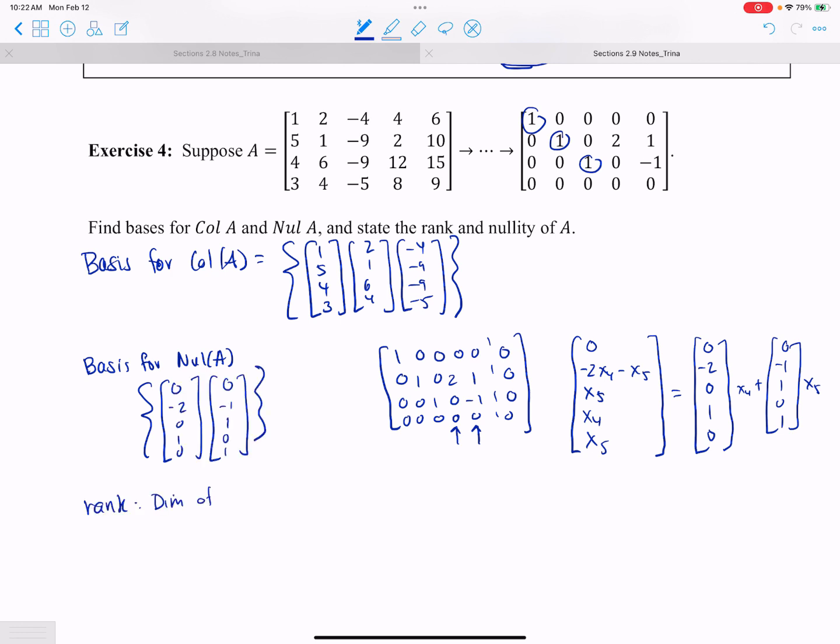The rank is the dimension of the column space of A, and that is 3 because there are 3 vectors in the column space. The nullity is the dimension of the null space, and we have 2 vectors in the null space of A, so this is going to be 2.